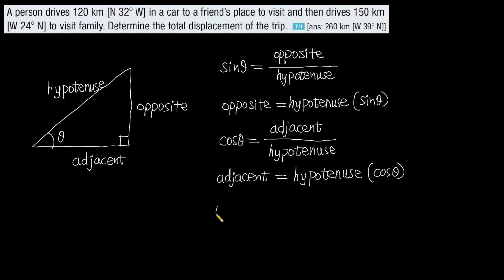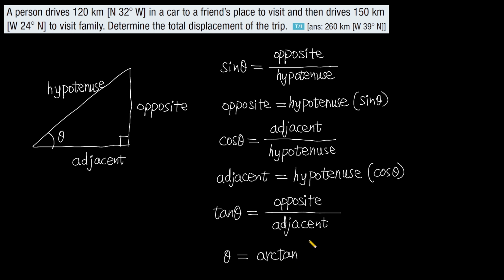and also tangent theta equals the opposite side over the adjacent side. Then theta equals arctangent opposite over adjacent side.